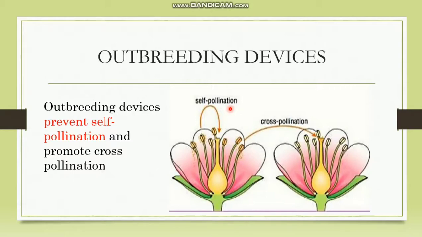So in order to avoid this, the plants must show cross-pollination. There are mechanisms by which self-pollination is discouraged and cross-pollination is encouraged. Such mechanisms or devices are termed outbreeding devices. They prevent self-pollination and promote cross-pollination. So what are the different mechanisms that prevent self-pollination and promote cross-pollination?